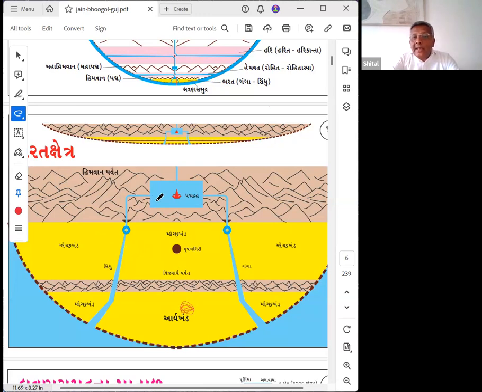There's a mountain range here. There's a big pond here. There are two rivers flowing from it. There's a mountain range in between. Because of all of that, six divisions have been created in the land, known as the Shekhand.